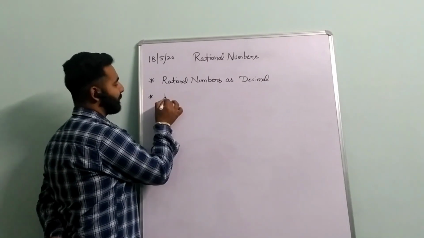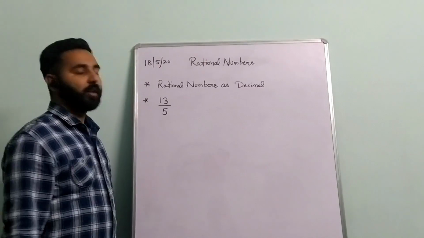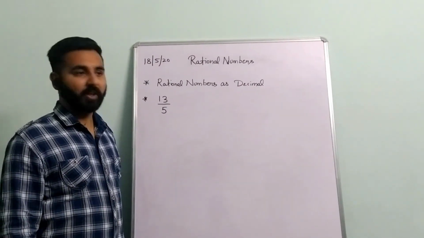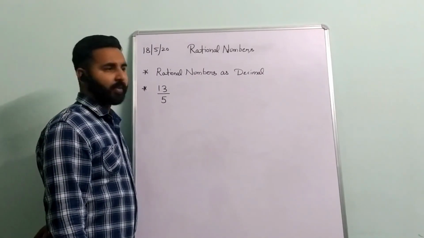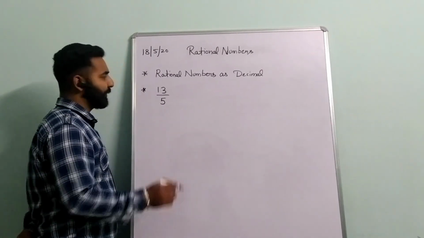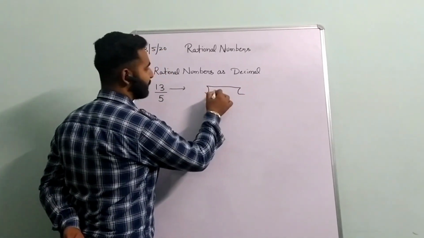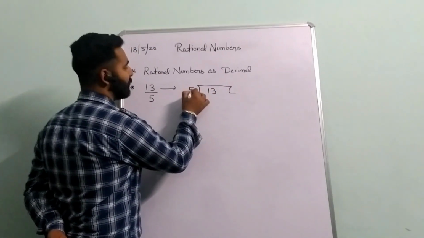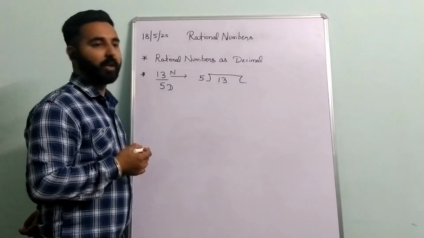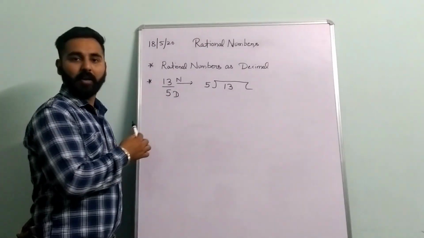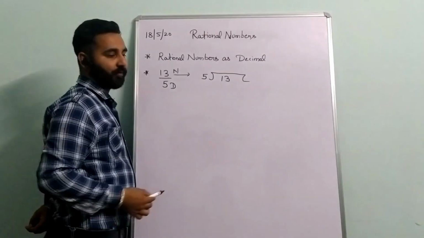I am taking the first example, where I have to convert 13 upon 5 as a decimal number. There are two methods to convert any rational number to decimal form. The first method is the long division method, where basically you have to divide the numerator by the denominator. Here the numerator is 13 and the denominator is 5. So we will divide 13 by 5.